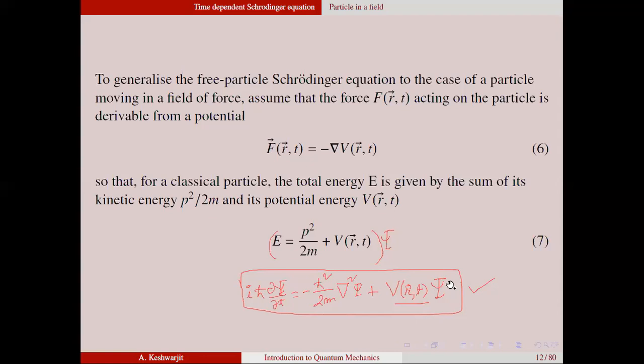We are going to solve the Schrodinger equation, and then we'll obtain the value of psi. We'll obtain psi in terms of position and time. Psi will be a function of position and time.